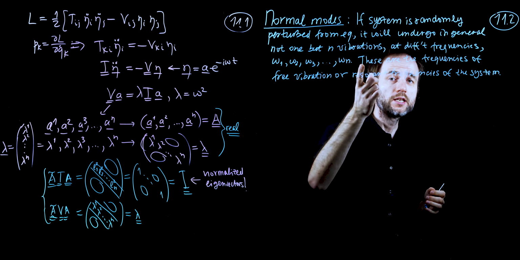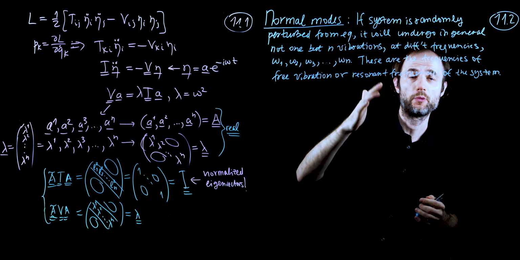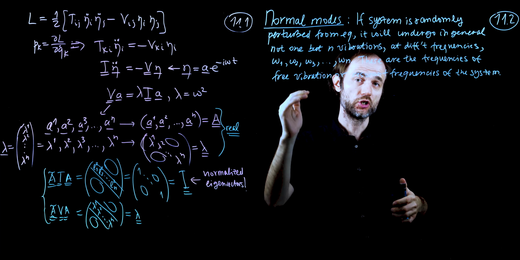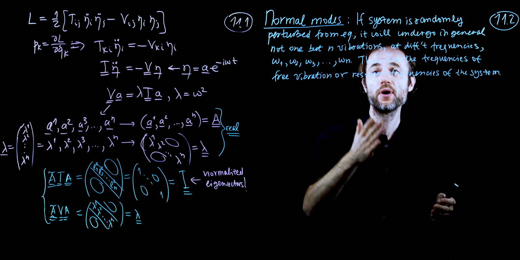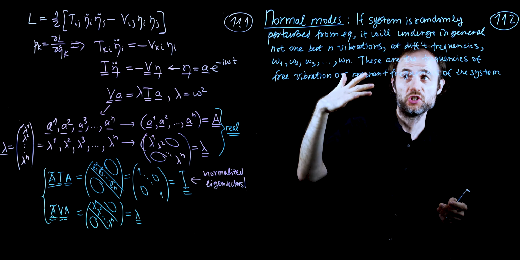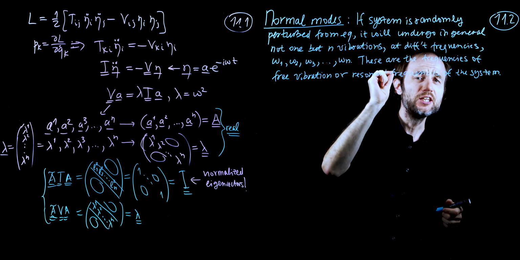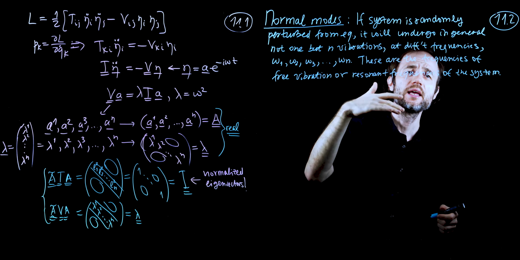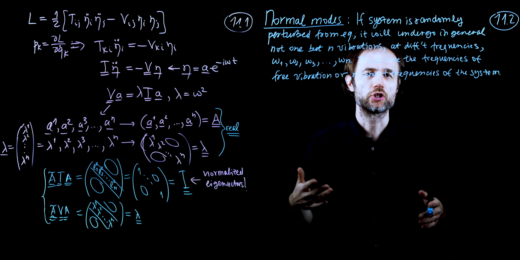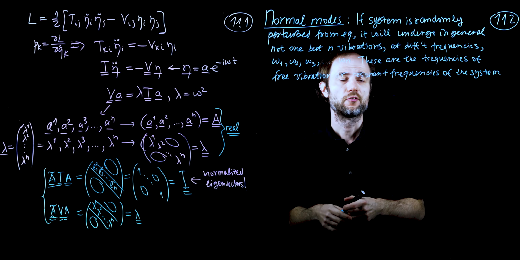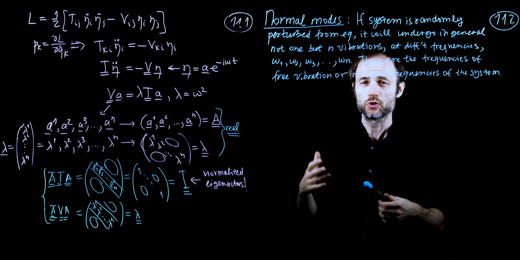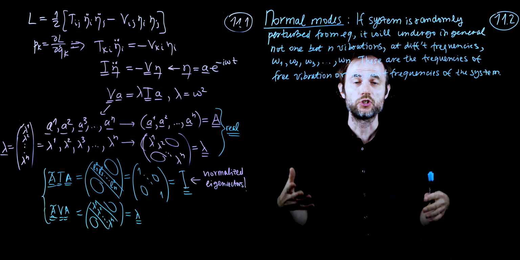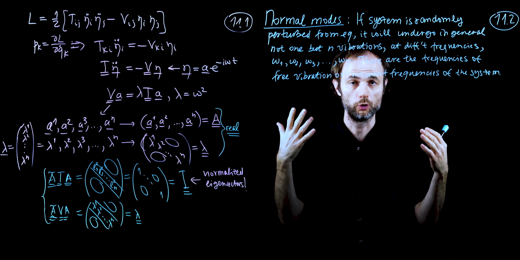So if we randomly perturb a system from equilibrium, it will in general undergo not one vibration, but as we heard in the thump, multiple vibrations, in general n vibrations, each at different frequencies, omega 1, omega 2, omega 3, omega n, and these are the frequencies of free vibration, or resonant frequencies of the system. So let us try and separate the solution into these individual normal, as they are called, modes.